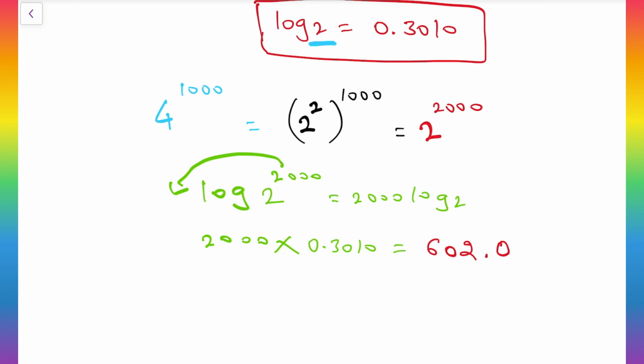In many cases you will get one decimal number compulsorily. In this case you didn't get. Of course, even if you didn't get, you write it as just .0, no problem at all. Now before the decimal, which number will be there? Here before the decimal 602 is there, right? So for that number you need to add plus 1 compulsorily. Don't forget this. So you will get the answer 603. So if you expand this 4 power 1000, you will have 603 digits.